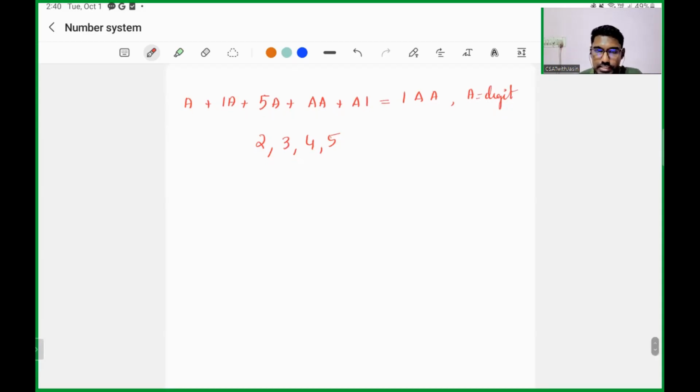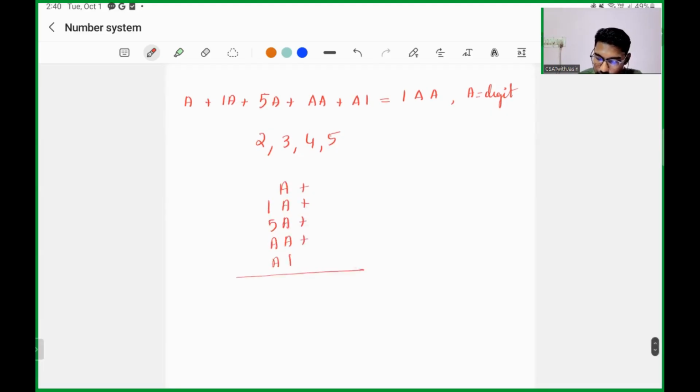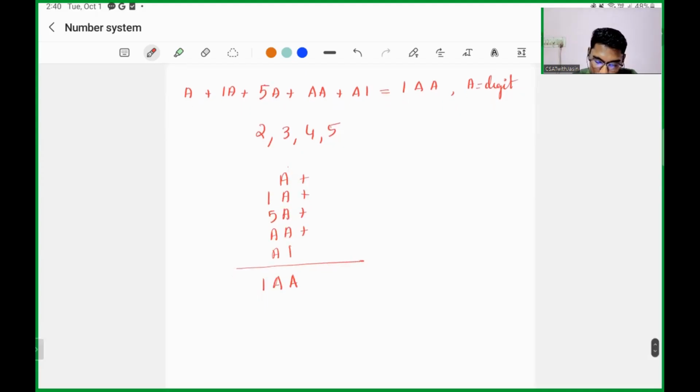Okay, so here also, just like before, we have to do it. So here it is A plus 1A plus 5A plus AA plus A1. We are getting 1AA. So now you need to add all these unit digits. So there are A plus A plus A plus A, 4A is coming. Then there is 1. So 4A plus 1. What you need to get here in the unit digit? You need to get A itself in the unit digit.